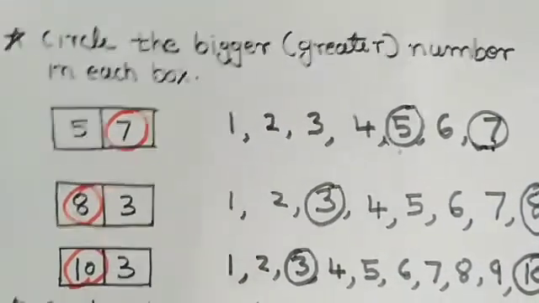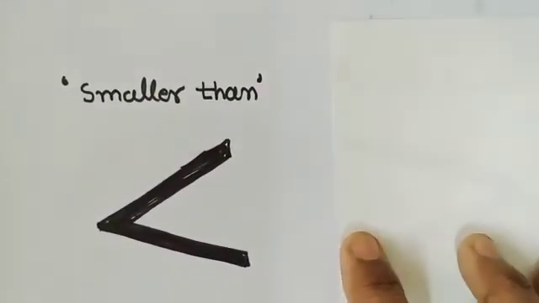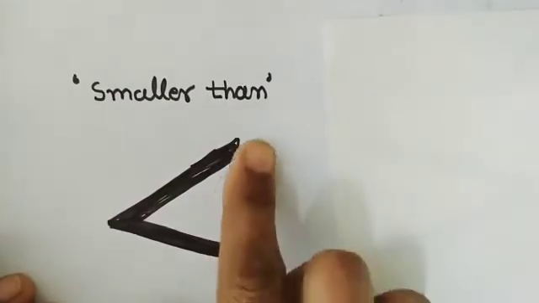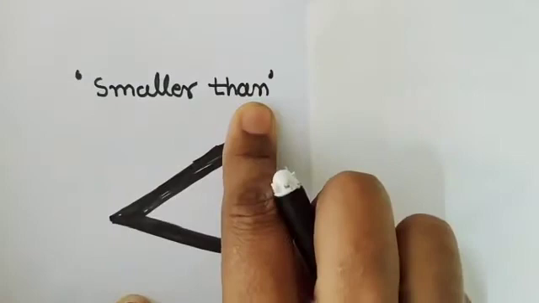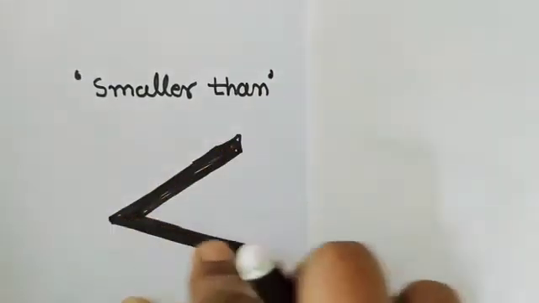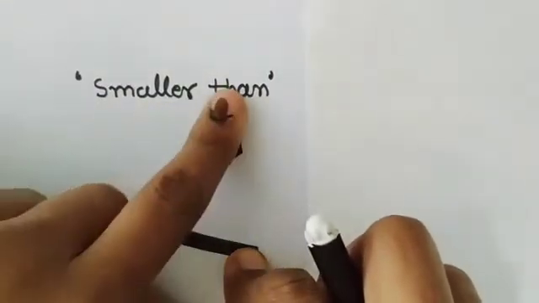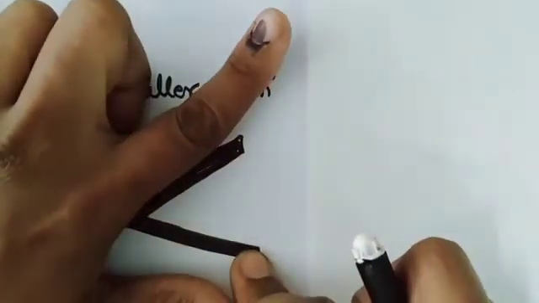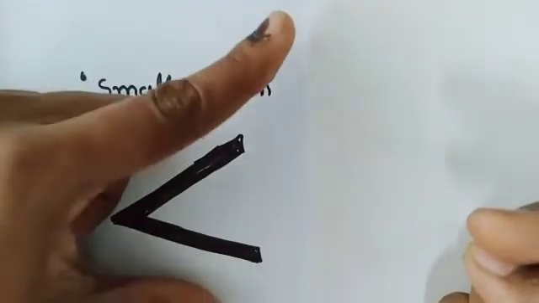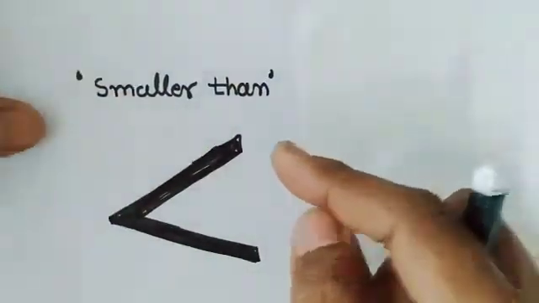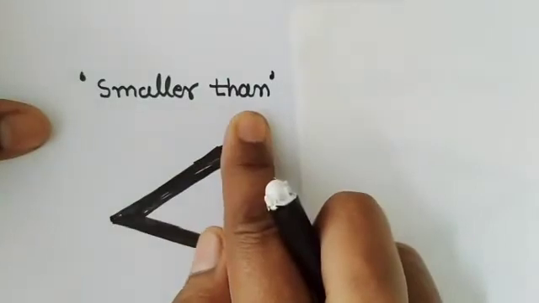First we will come to know about the symbols of comparing numbers. Here we have the first symbol, that is the smaller than sign. This symbol stands for smaller than. If you open your fingers and thumb of your left hand, you will get the sign of smaller than.